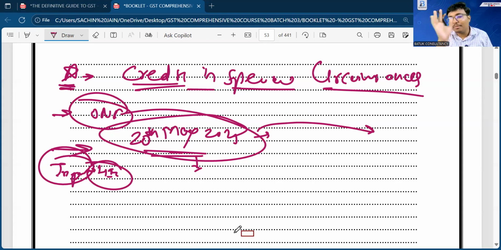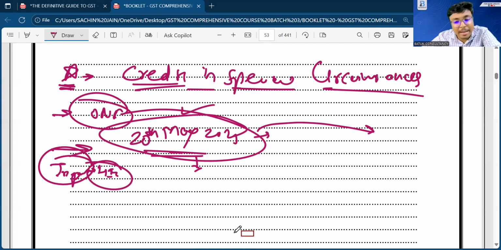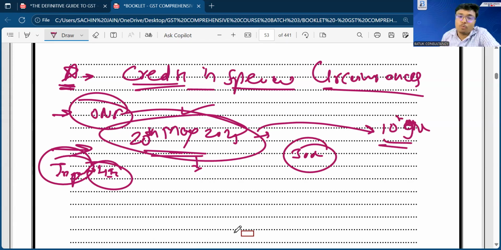So government has come up with a very special provision that Mr. Sachin, as you are liable on 20th of May 2025, if you apply for GST registration within 30 days from your date of liability, suppose I have applied for GST registration on 10th of June, that is within 30 days. In that case, as on date of liability, that is as on 20th of May 2025, whatever input goods are available with you, you can claim the input tax credit.